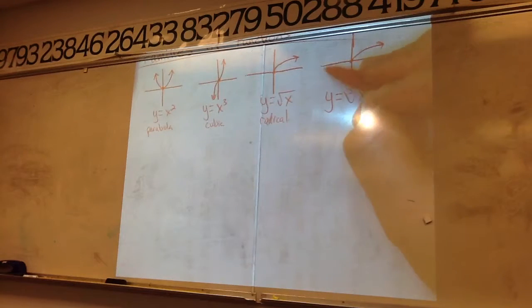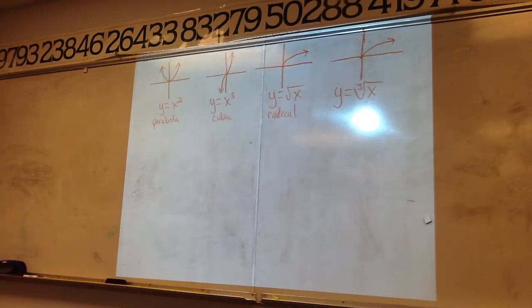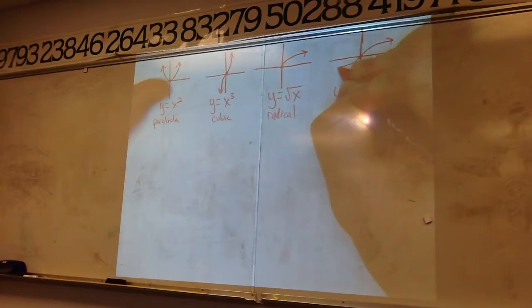But guess what? Can you do third roots of negative numbers? You know what the third root of negative 8 is? Negative 2, because negative 2 times negative 2 times negative 2 gives you negative 8. You can do third roots of negatives. You can do fifth roots of negatives. You can do odd roots of negative numbers. What is the third root of negative 1? Negative 1. What's the third root of negative 8? Negative 2.